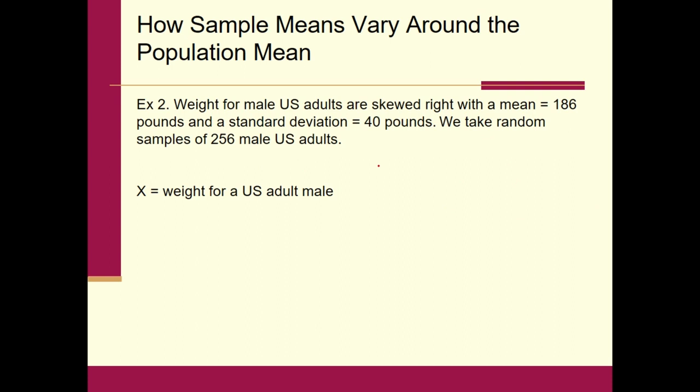So we have X being the weight for a U.S. adult male. When you put them all together, they average out to 186, with a standard deviation of 40. And we decided to take repeated samples of 256.